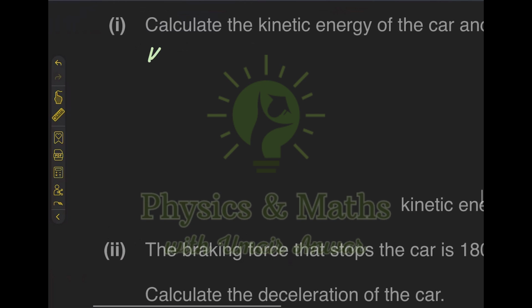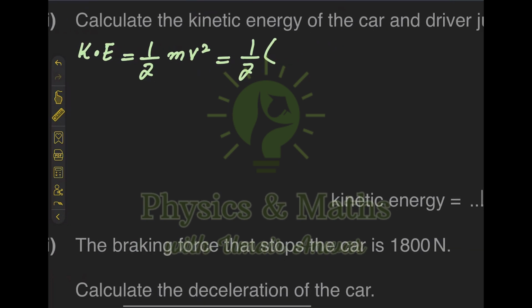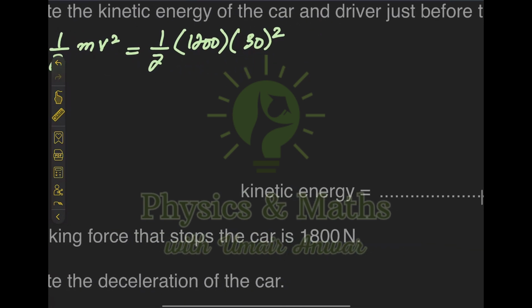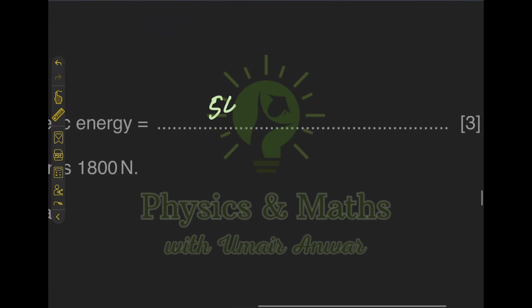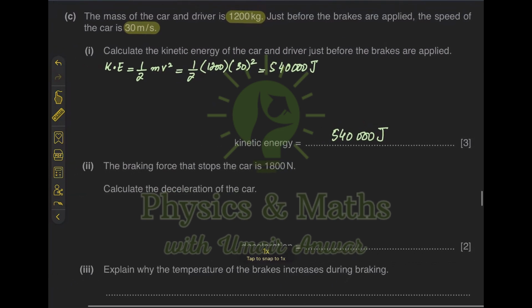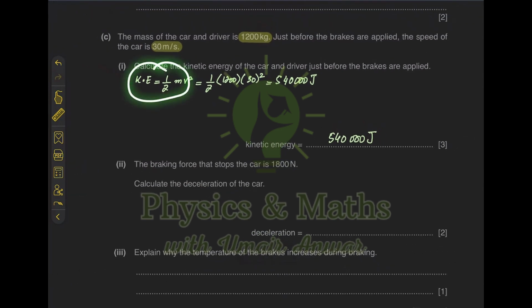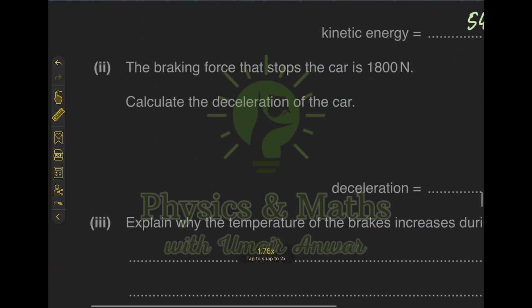For the kinetic energy, we have the formula that it is equal to half mv squared. So I'm going to replace the values, 1200 for the mass and 30 for the speed. So it gives the answer in two significant figures as 540,000 joules. So in the answer space, I'm going to write 540,000 joules here. For a 3-mark question, it is important to write down the formula, plug in the correct values, and then write the final answer in two significant figures with appropriate unit.